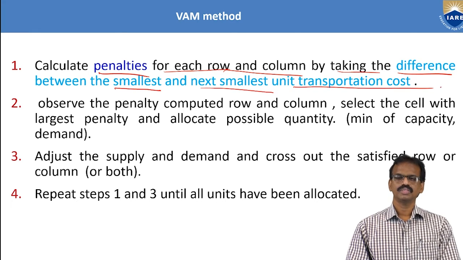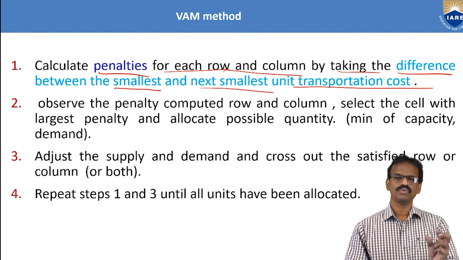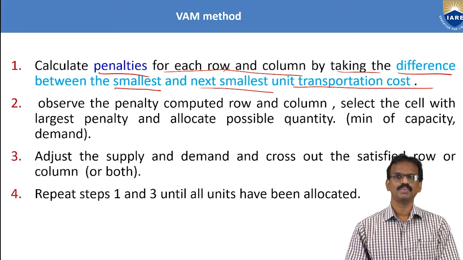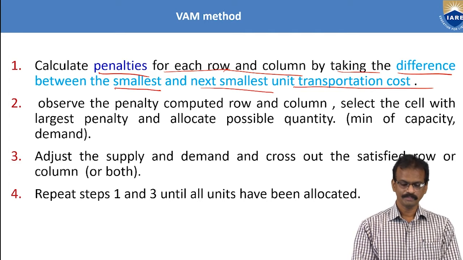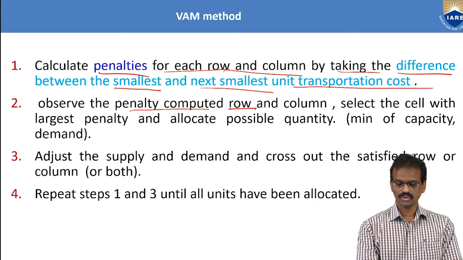Okay, so we have to identify the smallest and the next smallest, then you have to subtract the two values. Okay, so that is called penalty. Okay, that is very important. Next, observe the penalty computed for rows and columns.